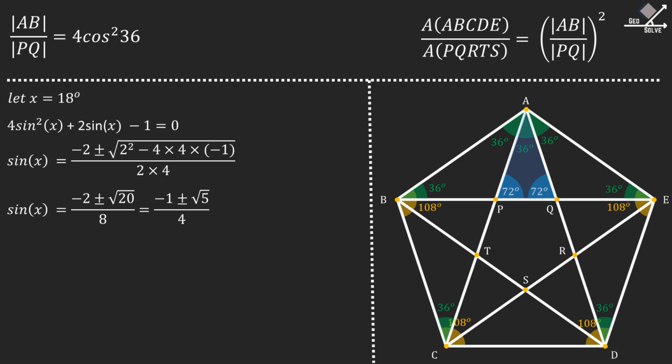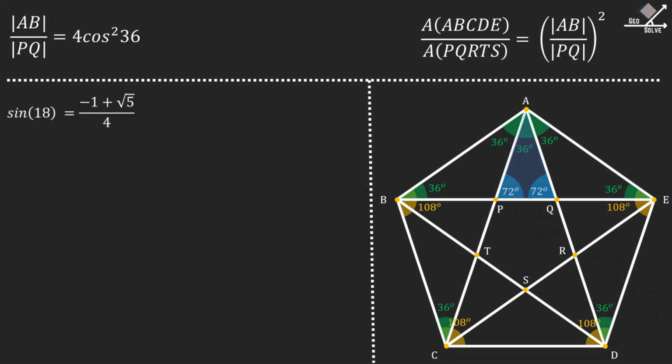Since we called x equals 18 degrees earlier, we can write sin 18 instead of sin x. And also we know that sin 18 should be positive. So we will take the positive root. Now we have the value of sin 18. We can continue our journey to find cosine 36.